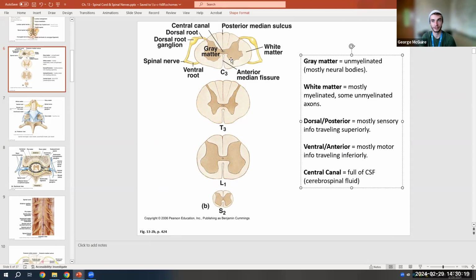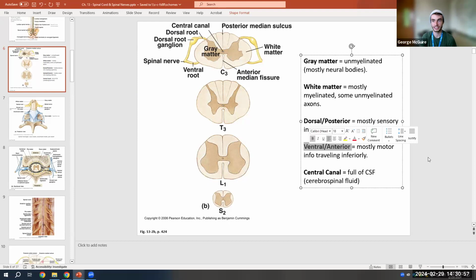The white matter, which makes up most of the exterior here, is mostly myelinated axons with some unmyelinated axons. So these are all axons. Any information receiving is going to happen in the gray matter. Neurons receive information from the dendrites, which are usually quite close to, if not directly connected to, the body. So most of the information receiving is going to happen in the gray matter, and then information leaving is going through the white matter, through those mostly myelinated axons.